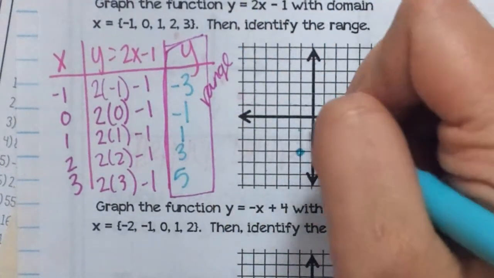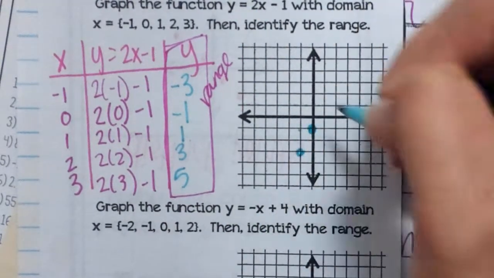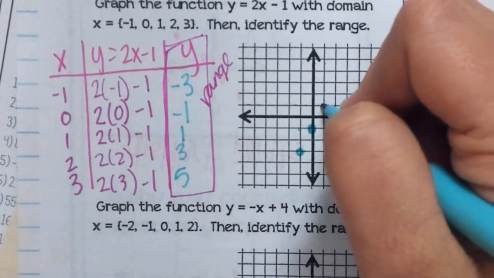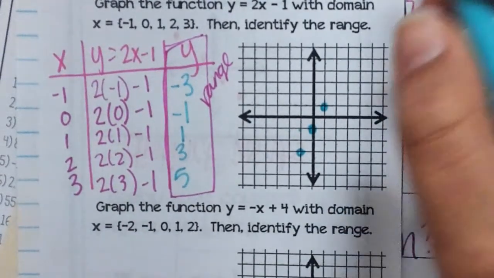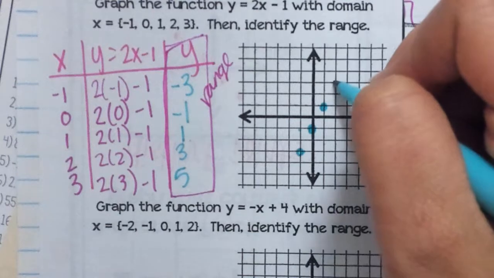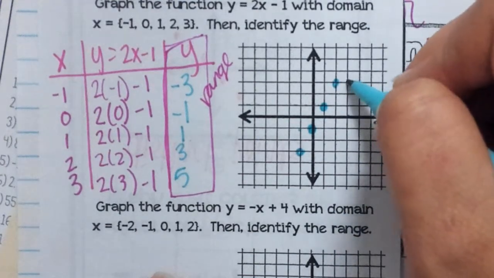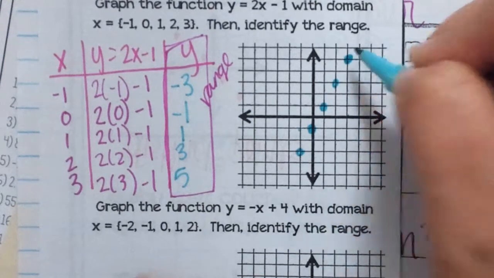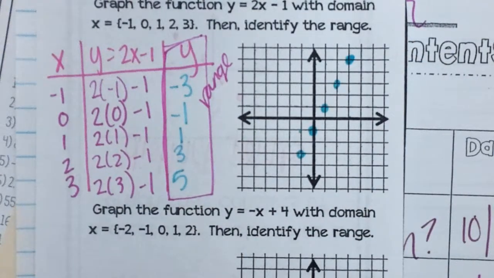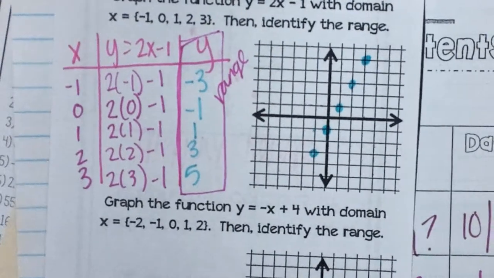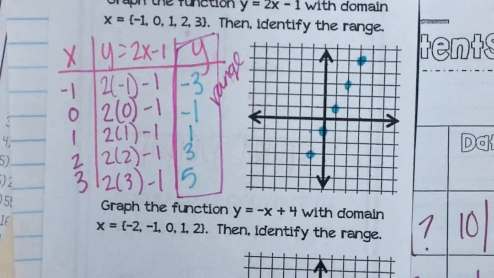Alright, 0, -1, you would go straight down 1. 1, 1, you would go right 1, up 1. 2, 3, you would go right 2, up 1, 2, 3. And 3, 5, you go right 3, up 1, 2, 3, 4, 5. Do not connect your dots because it is a discrete function. It specifically says to plug in those x values and get out those y values, so you don't connect your dots. Does anybody have any questions?